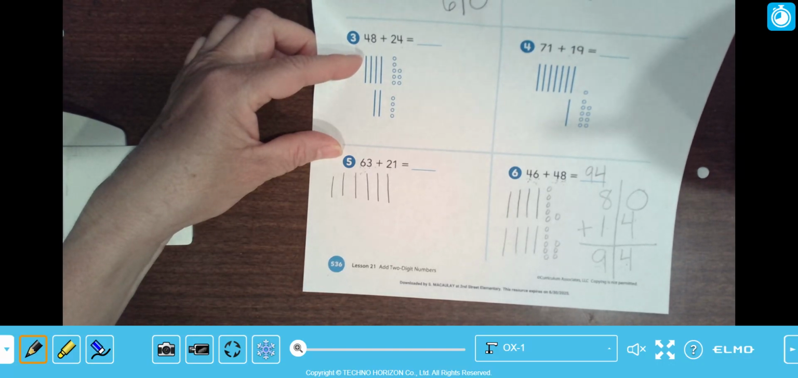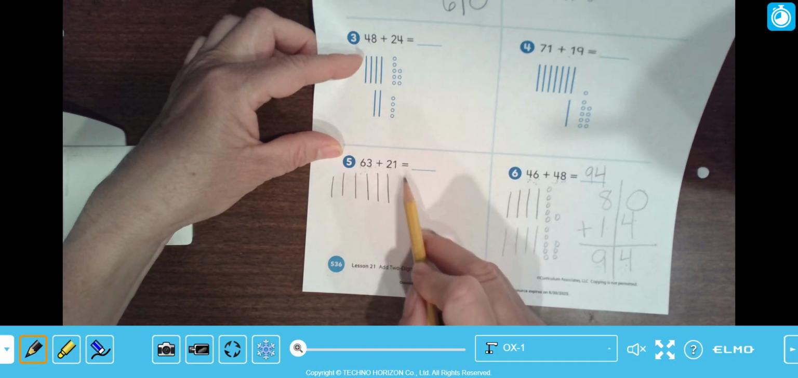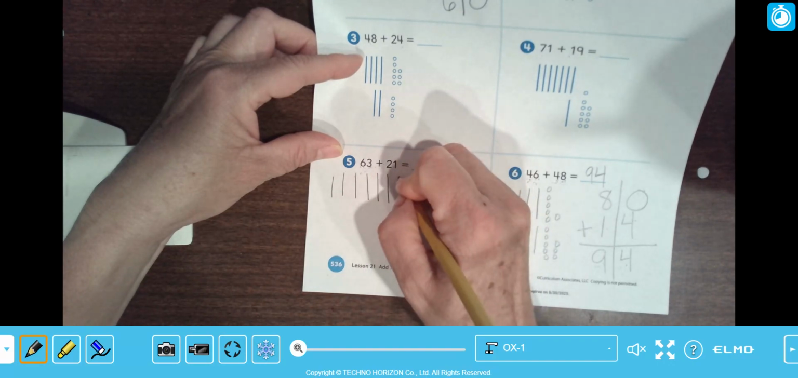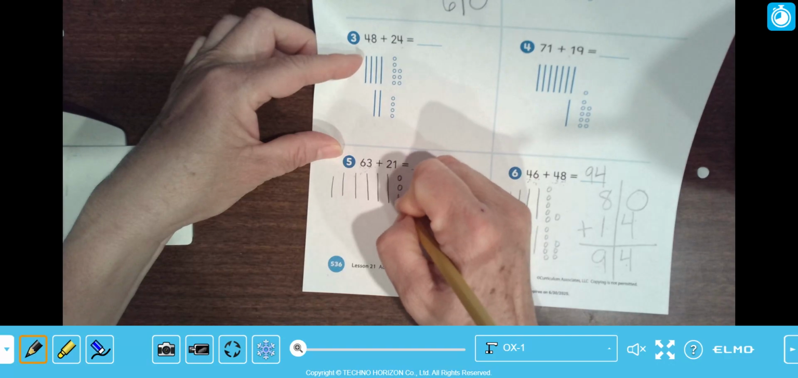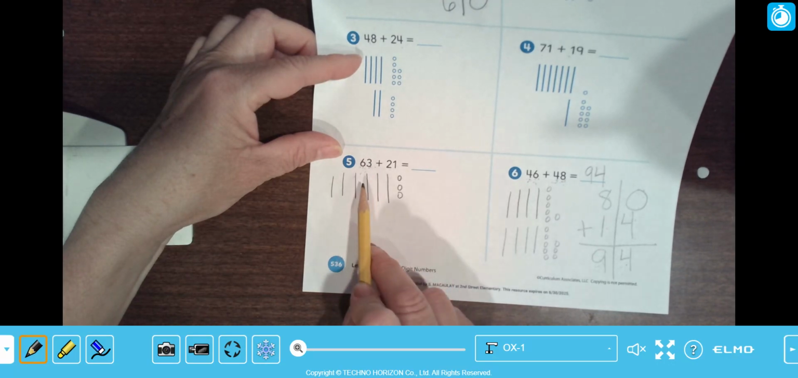Okay, what do we do next? We draw the 3 ones, okay? Right here. Let's draw 3 ones. Here we go. 1, 2, 3. Go ahead and draw your 3 ones. Okay, did we finish with 63? Yes, we did. This is 63 here.